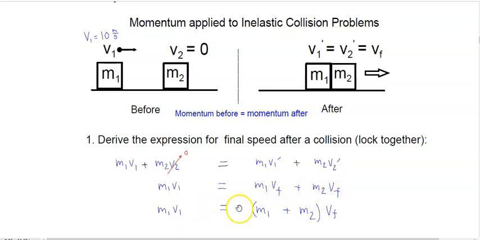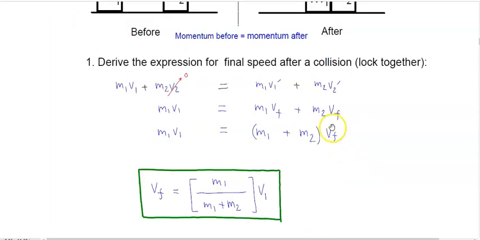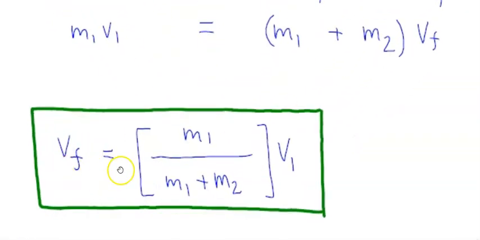Then, on the next line, I carry down and factor out. m1 v1 equals (m1 plus m2) vf. So I factored out the common term of vf. Now that I have the term I want, vf, all I have to do is divide and separate terms so I can isolate vf by itself. vf equals m1 v1 divided by the parenthesis m1 plus m2. And here it is down here.